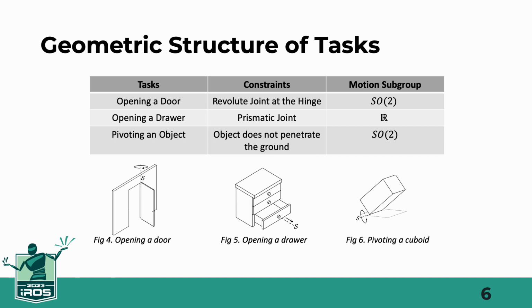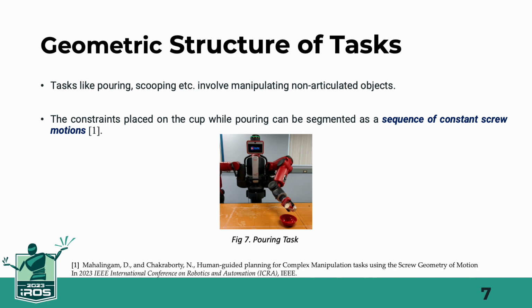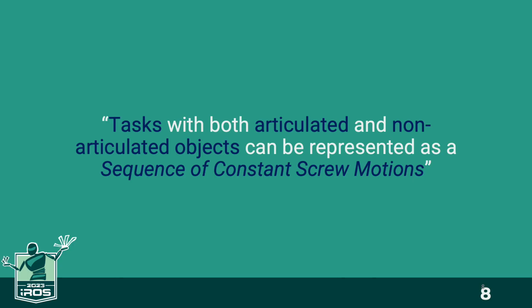Common tasks such as opening a door or a drawer can be represented as a single constant screw motion about a particular axis. The main advantage of this representation is that it satisfies the kinematic motion constraints associated with a particular task. Tasks like pouring involve manipulating non-articulated objects like cups whose motion is not constrained by any joint. However, the constraints placed on the cup while pouring can be segmented into a sequence of constant screw motions. Thus, tasks with both articulated and non-articulated objects can be represented as a sequence of constant screw motions.